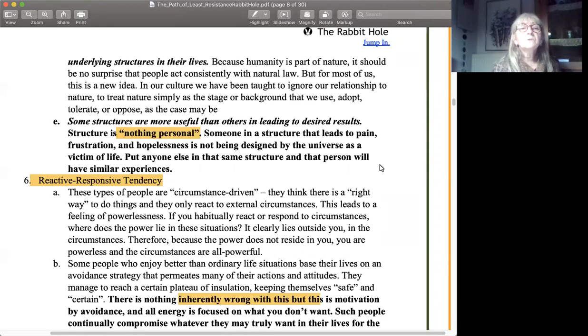E. Some structures are more useful than others in leading to desired results. Structure is nothing personal. Someone in a structure that leads to pain, frustration, and hopelessness is not being designed by the universe as a victim of life. Put anyone else in that same structure, and that person will have similar experiences.